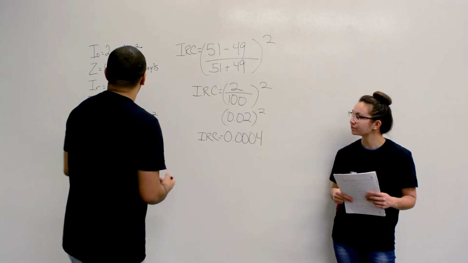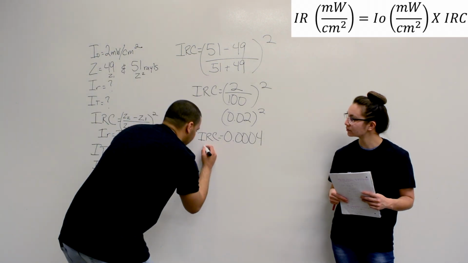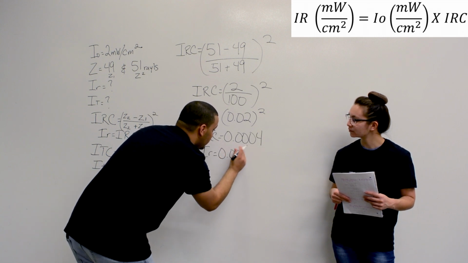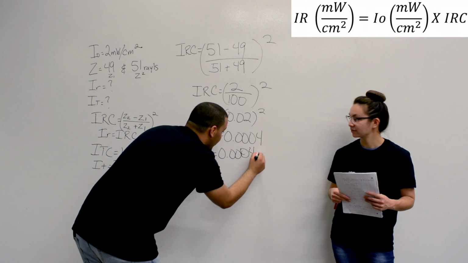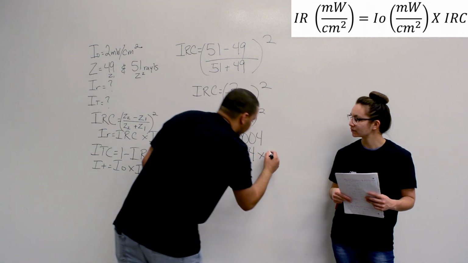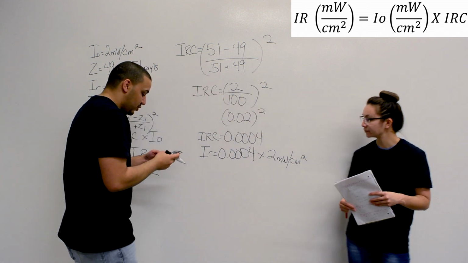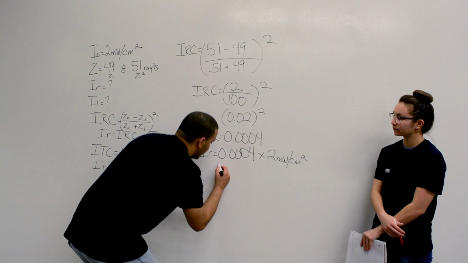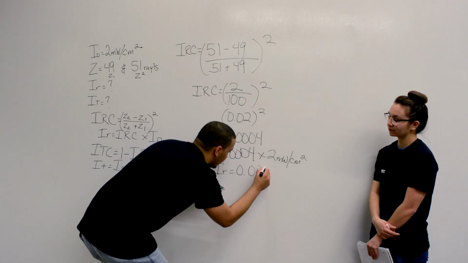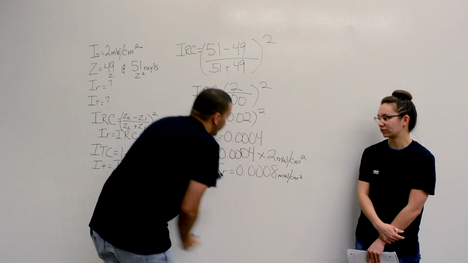So you take this IRC and plug it back into this one: IR equals IRC times initial intensity. So IR equals your IRC, 0.0004, times your initial intensity of 2 milliwatts per centimeter squared. You just do the math for that. Times 2, so your intensity reflected, we solved half the problem, is 0.0008 milliwatts per centimeter squared.